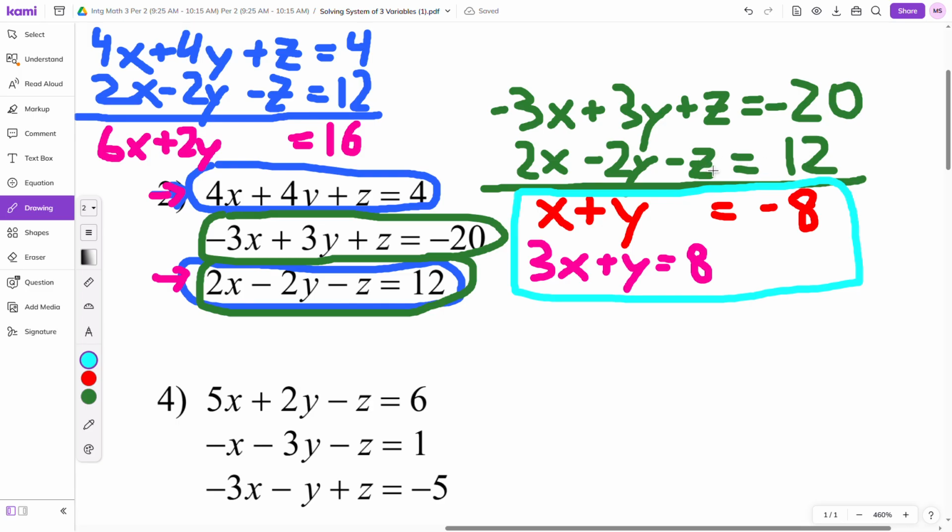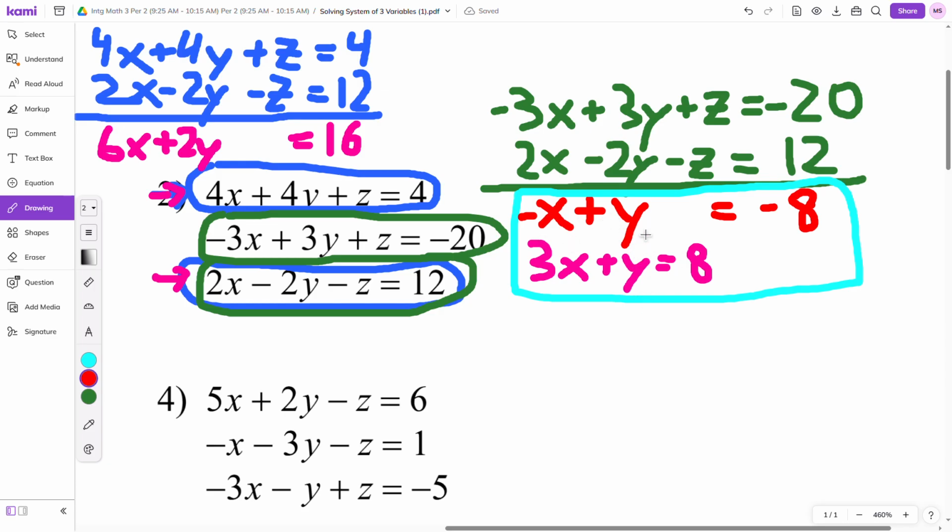did I make a mistake? I did. Nobody caught it. You're supposed to catch it. That's -x. Minus 3x plus 2x is -x. Wow. Okay. Come on, guys. Minus x plus y is negative 8. So I could multiply by -1 and then the y's would go away.